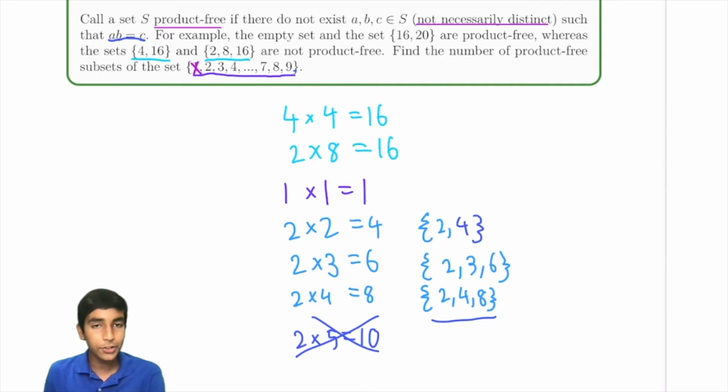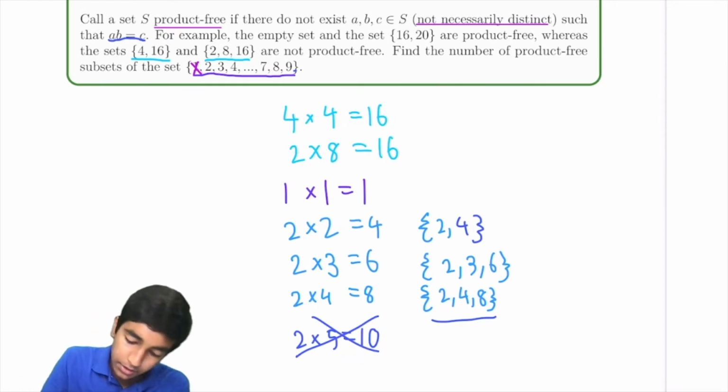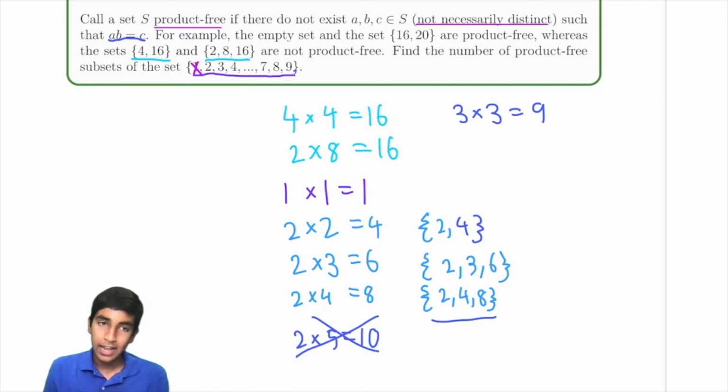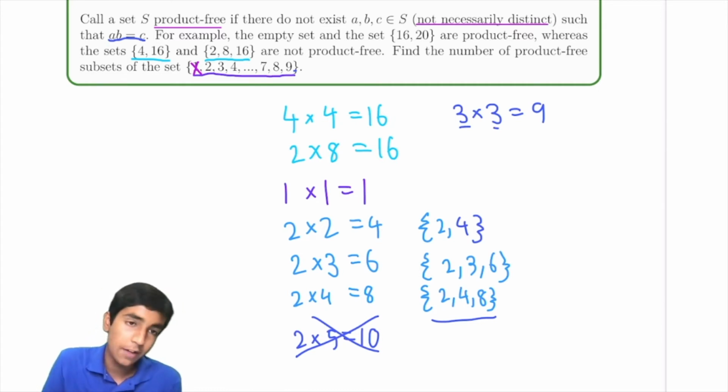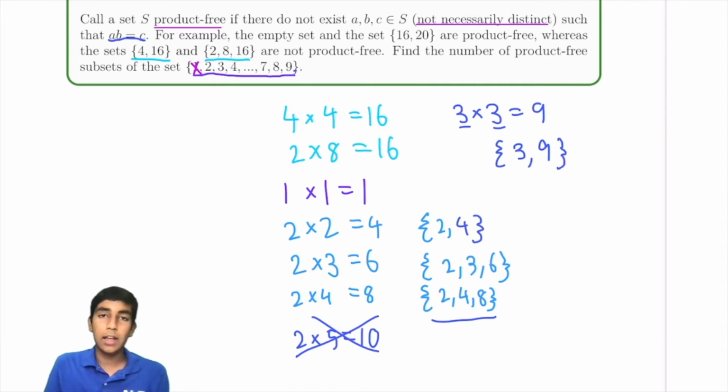Okay, next we move on to 3. We already counted 3 times 2, so we'll just start with 3 times 3. 3 times 3 equals 9. And for this product to occur, we had to have a 3, and we don't have to have 2 3's, just 1 will suffice, because they can be duplicated. And we have to have a 9, so this group of numbers 3 and 9 has to be there for this product. 3 times 4, too big.